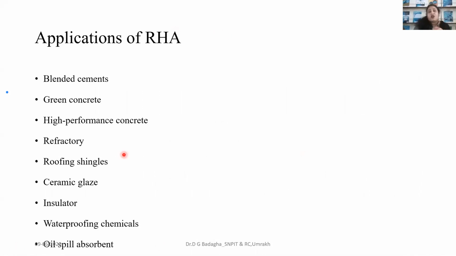Okay, so what are the applications? We can use it for blended cement and to produce green concrete. To produce high performance concrete, based on our requirement from the concrete and the application of the structure, we can use different types of supplementary cementitious material. RHA can also be used for refractory, roofing shingle, ceramic glaze, insulator, waterproofing. Then for oil spill absorbent we can also use it.